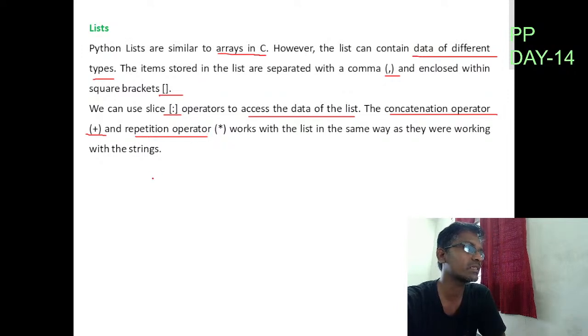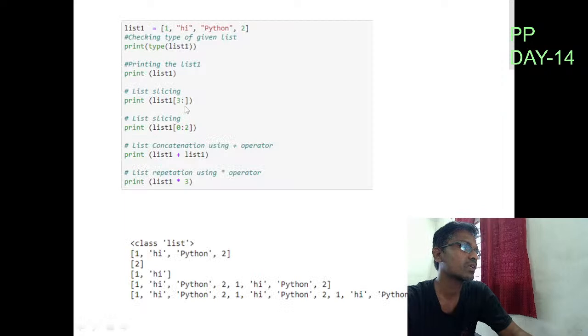So what is the difference between a list and an array? An array holds a similar data type, whereas a list is a collection of different data types. The values are separated by commas and enclosed in square brackets. Using square brackets followed by a colon, you access the data of the list; using a plus operator you concatenate; and using a star operator you repeat the list. So let us see an example here.